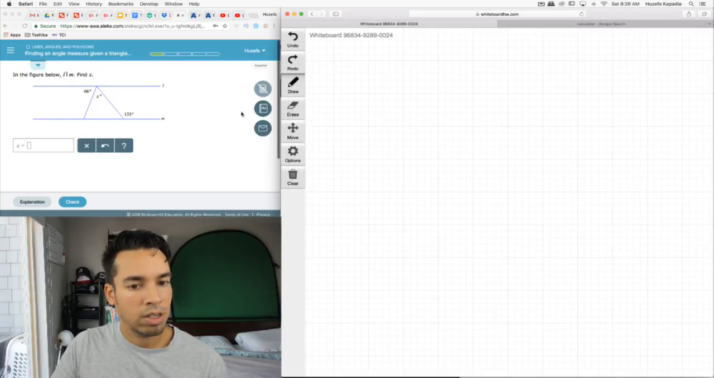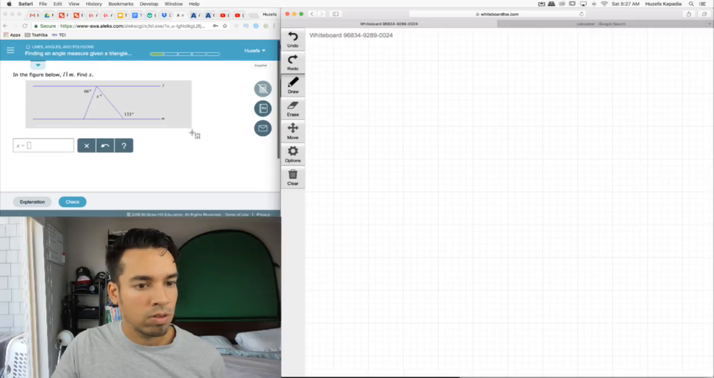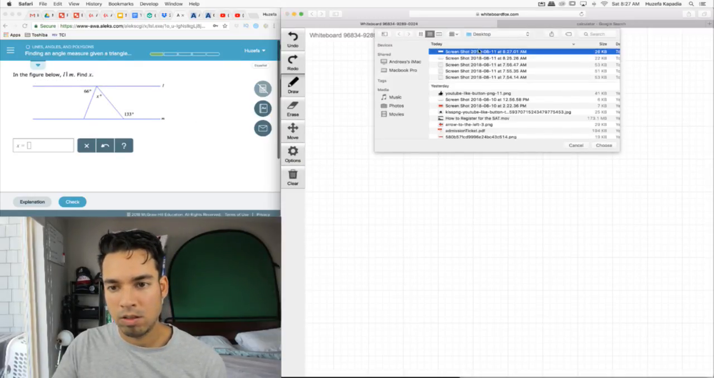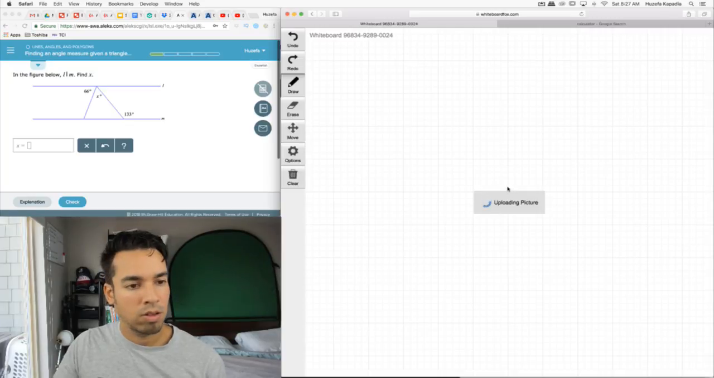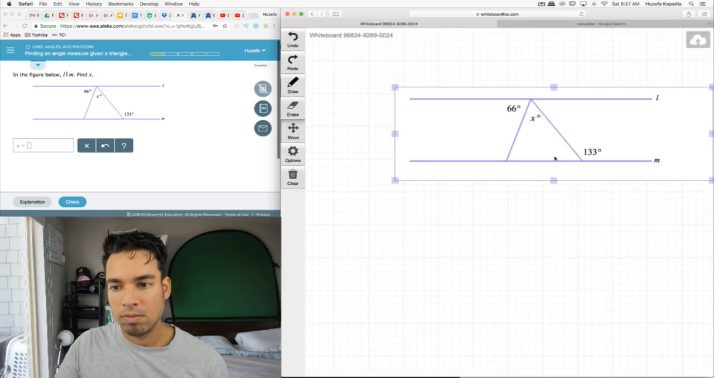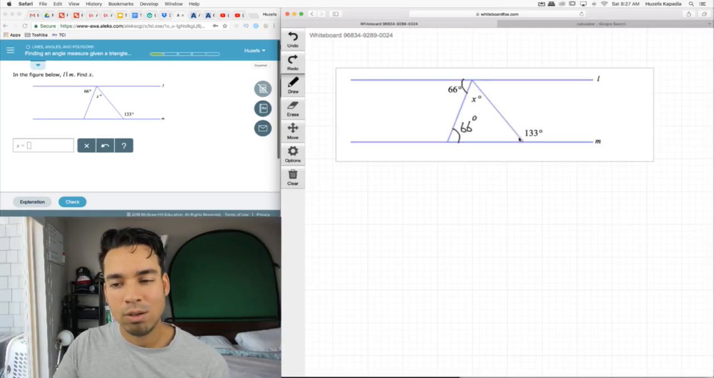In the figure below, all right, same dealio. Now we're going to use 2 different rules to solve this. So first of all, again, we have these alternate interior angles that are equal. So this is 66, that's cool. But what about this angle? We need a third angle.